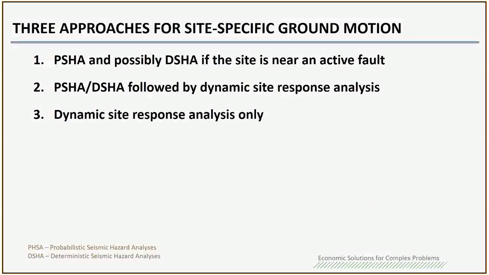The second option is you can compute the response spectrum at ground surface directly from PSHA and DSHA. This approach requires you to use attenuation equations or the ground motion prediction equations. Based on the location, there are two major sets of equations. One is for the western U.S., another one is for central and eastern U.S. So this approach typically needs a lot of effort.